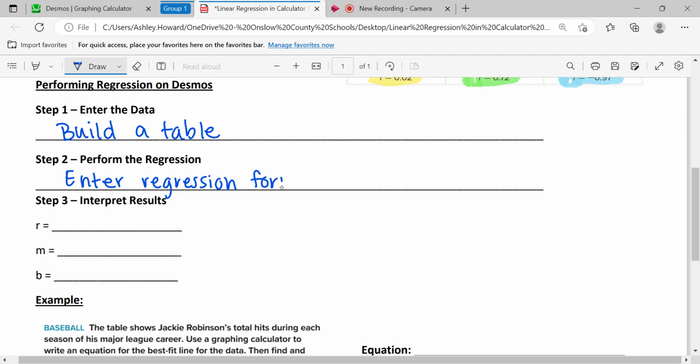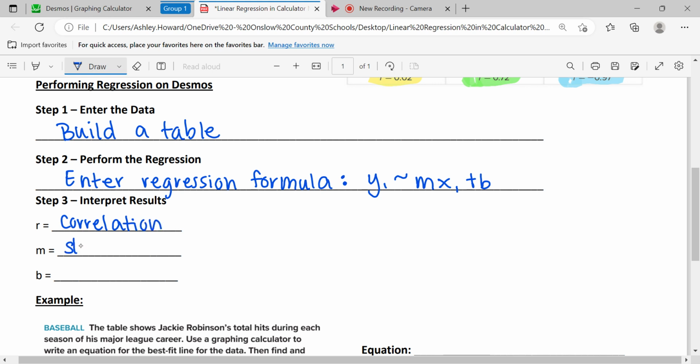And our regression formula for Desmos specifically is going to be y1, and then we're going to have a little tilde mark, m x1 plus b into the calculator. After we do that, we're going to get our correlation coefficient. It's also going to graph a line for us. That is our line of best fit.